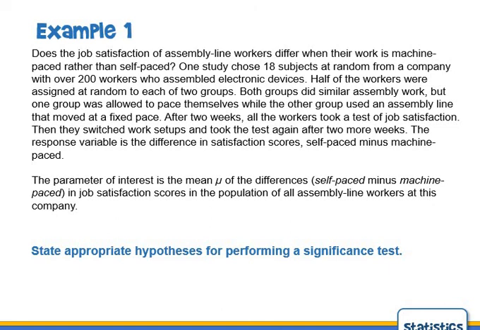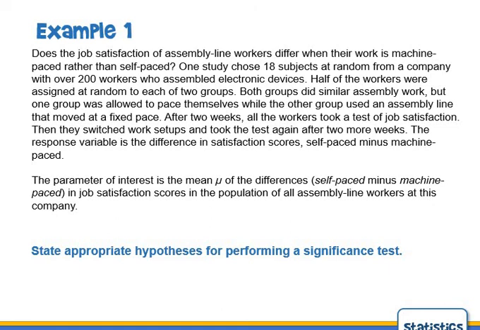One study chose 18 subjects at random from a company with over 200 workers who assembled electronic devices. Half of the workers were assigned at random to each of two groups. Both groups did similar assembly work, but one group was allowed to pace themselves while the other group used an assembly line that moved at a fixed pace. After 2 weeks, all the workers took a test of job satisfaction. Then they switched work setups and took the test again after 2 more weeks.